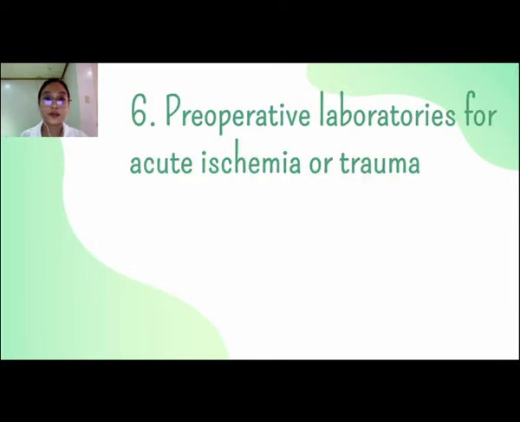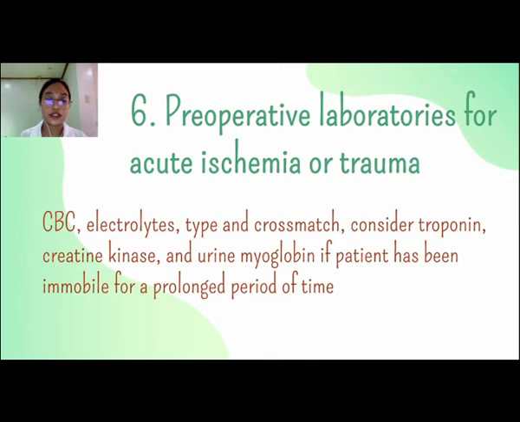Next is the preoperative laboratories for acute ischemia or trauma. So this will include the following tests: the CBC, electrolytes, type and cross-match, consider troponin, creatine kinase, and urine myoglobin if the patient has been immobile for a prolonged period of time.